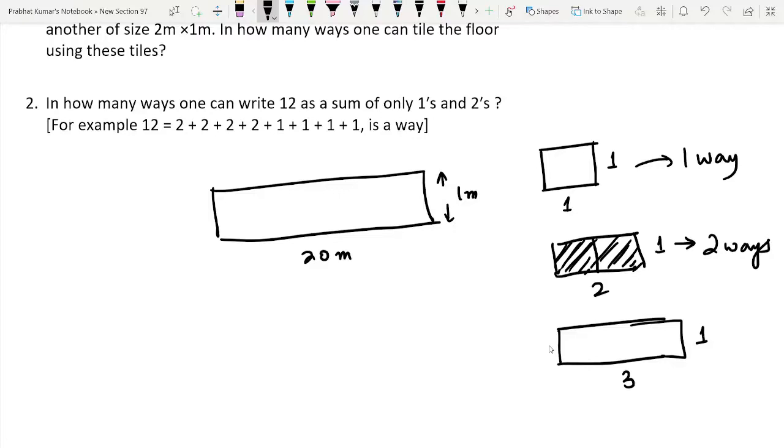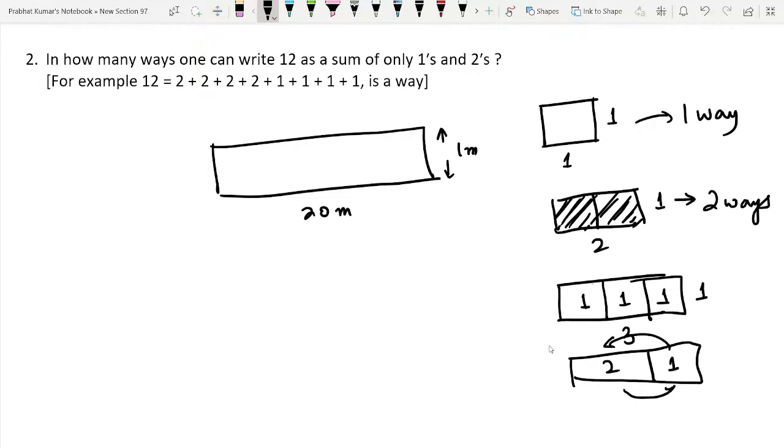Now if we have a 3 cross 1 rectangular area, let's see how we can tile it. We can take a 1 cross 1 tile side by side 3 times, or we can take a 2 cross 1 tile on one side and a 1 cross 1 on the other side, and the third one will be exactly the reverse of this. So it will be a 1 cross 1 tile on the left and the 2 cross 1 tile on the right. So this can be done in a total of 3 ways.